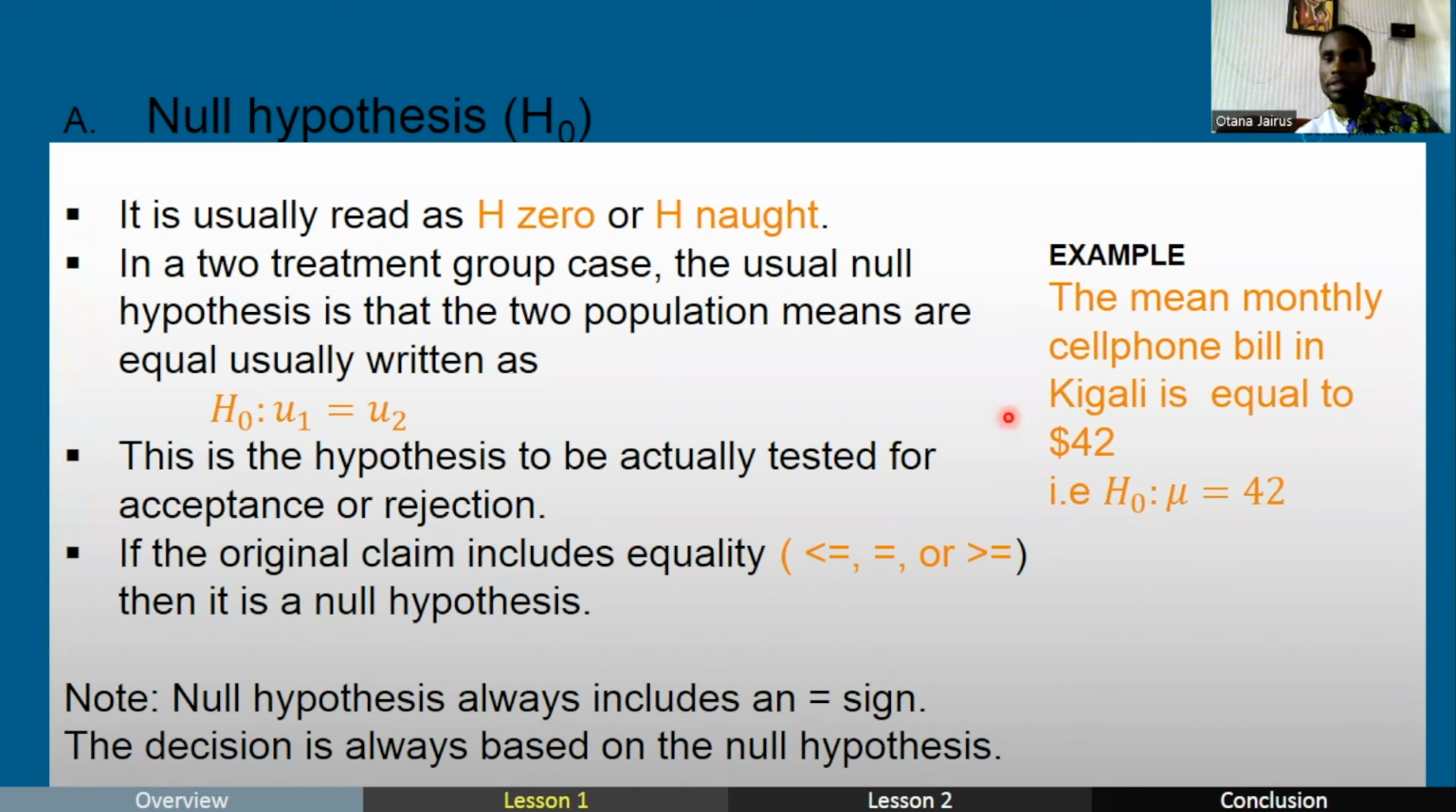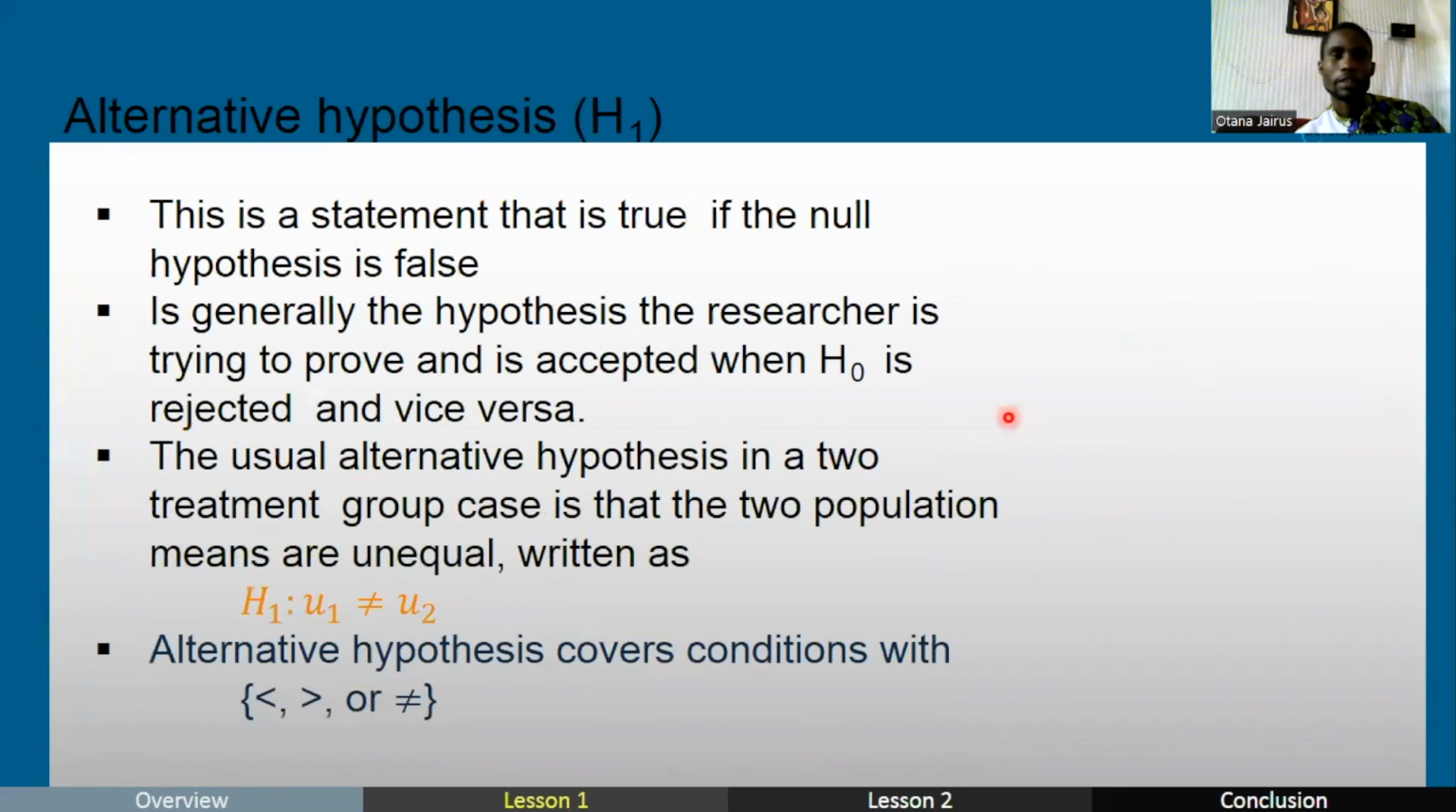Let's look at another type of hypothesis. This hypothesis, we call the alternative hypothesis. In this case, we denote it by H1. We have to mark this: the alternative hypothesis is denoted by H1, unlike the null hypothesis which we denote by H0. And this is a statement that is true if the null hypothesis is false. So when we reject the null hypothesis, we accept the alternative hypothesis. For example, we can look at this claim, mostly in a two treatment group case, such that two population means are unequal, okay? So we can write the alternative hypothesis for two population means that are unequal as H1: mu 1 is not equal to mu 2. So this statement means that the means are unequal.